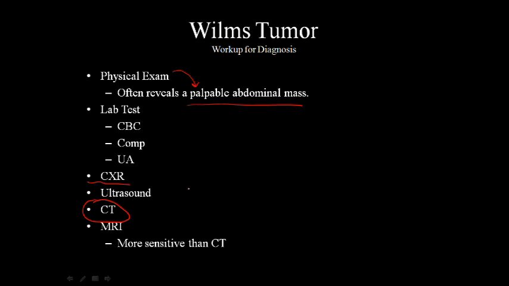CT would be an excellent way to get a baseline of what that abdominal cavity looks like if you see a palpable abdominal mass. Then once you see the abdominal mass on CT, usually ultrasound and MRI are utilized. The only thing about MRI versus CT is that MRI is much more sensitive than CT for Wilms tumor and has a better diagnostic quality for it.